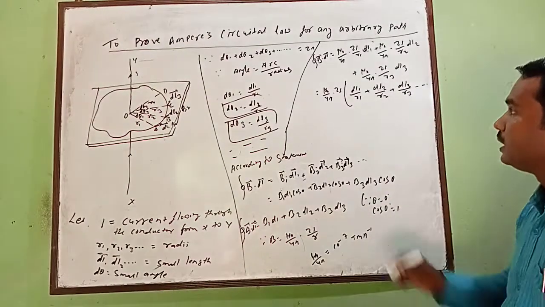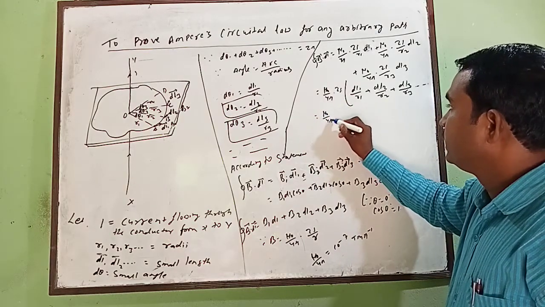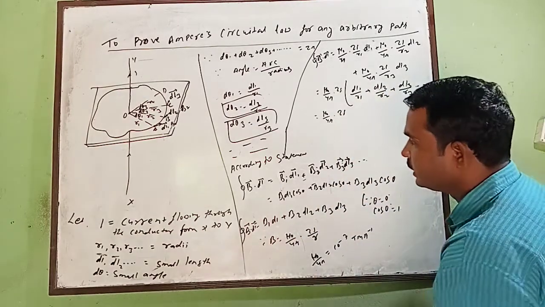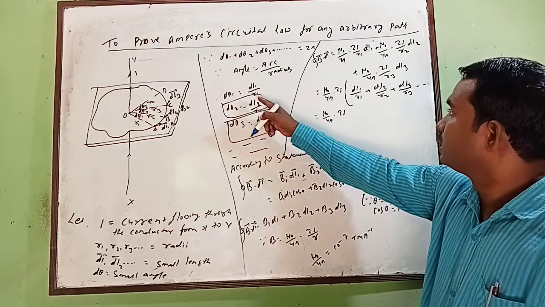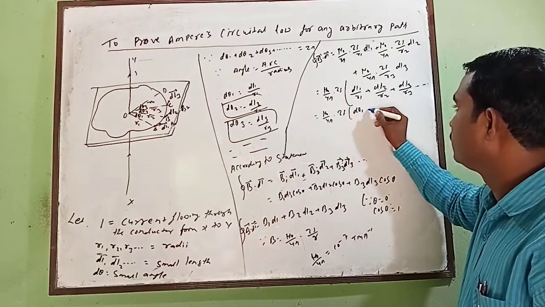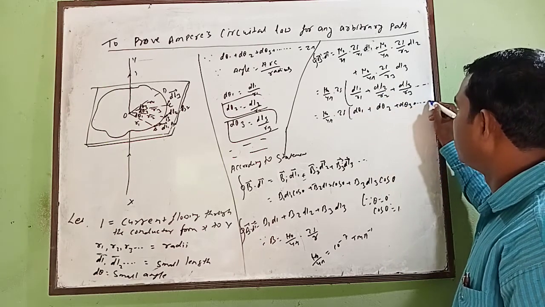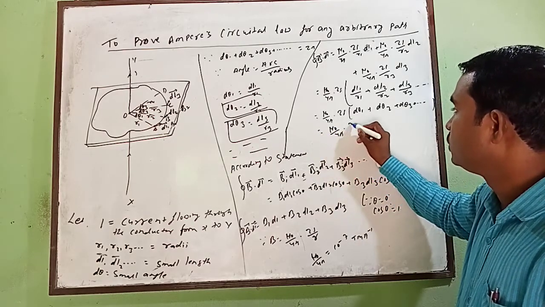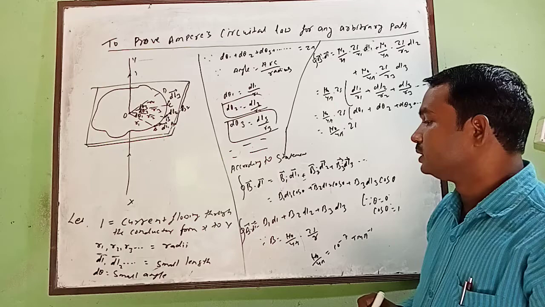And another thing: the same mu naught by 4 pi into 2I you will write. But what is the value of dl1 by r1? You see, dl1 by r1 is d theta 1, here will be d theta 2, here d theta 3, plus and so on. So write the same mu naught by 4 pi into 2I and d theta 1 plus d theta 2 plus d theta 3. What will be the answer?